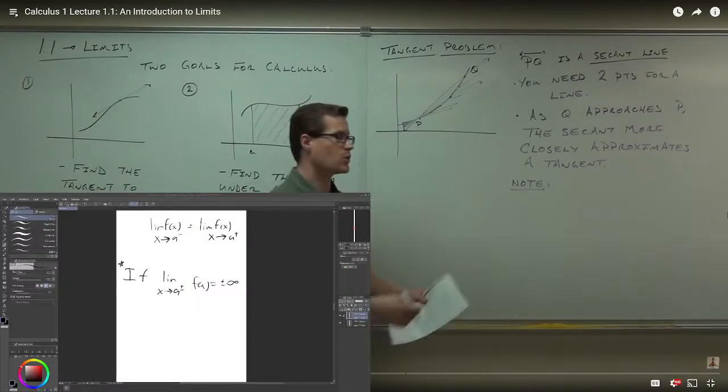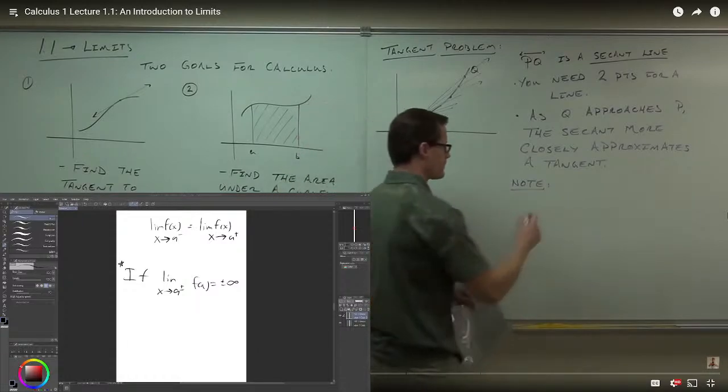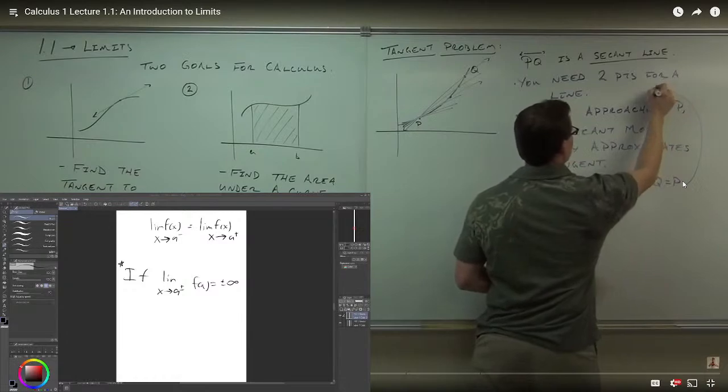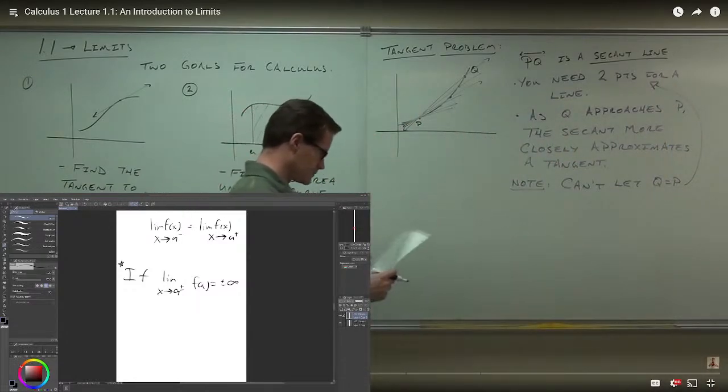We're going to make an equation aligned with that. So one little note, we can't just let Q equal P because we need 2 points to make a line. You need 2 points. That would be a problem.